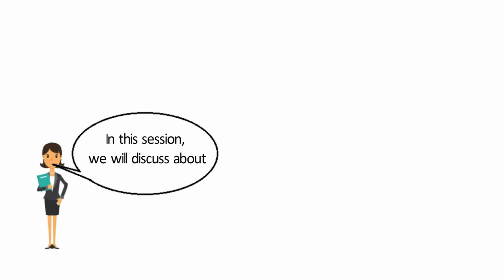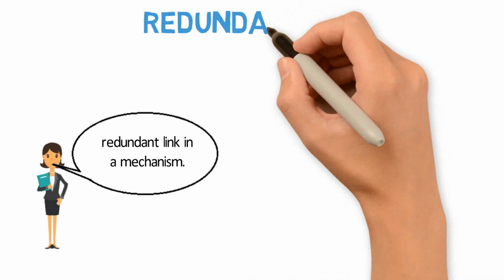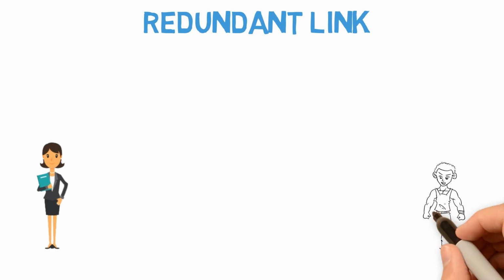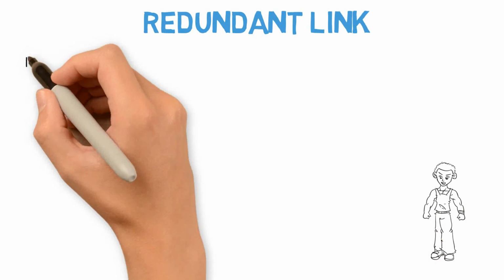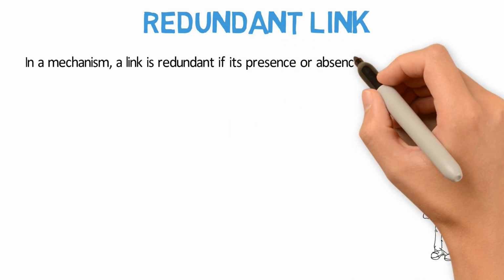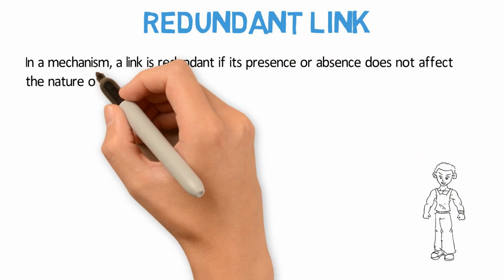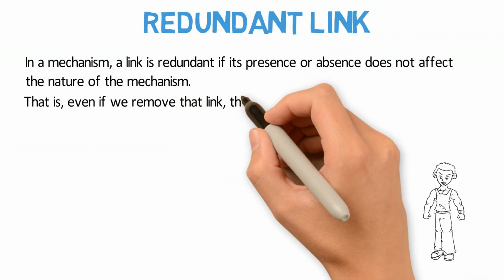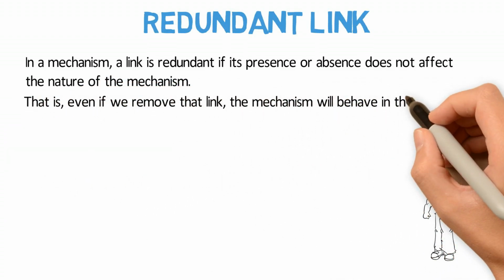Hello there guys. In this session, we will discuss redundant links in a mechanism. Let's begin. In a mechanism, a link is redundant if its presence or absence does not affect the nature of the mechanism. That is, even if we remove that link, the mechanism will behave in the same manner.